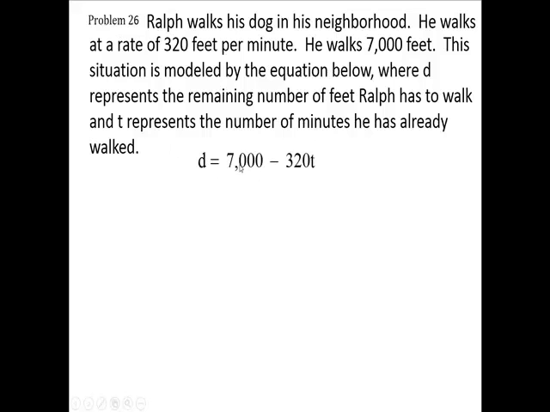See, you have 7,000, that's the total amount he walked. Then you take 320 times the time, and you subtract that from it, and you'll find out what's left, how much is left to walk. All right?